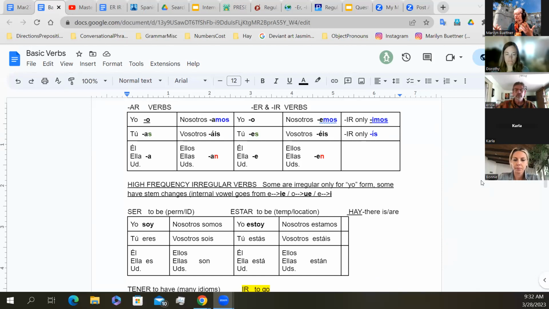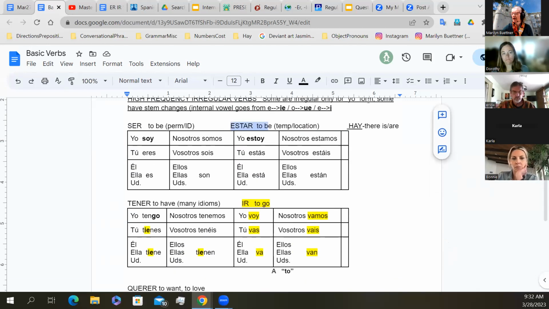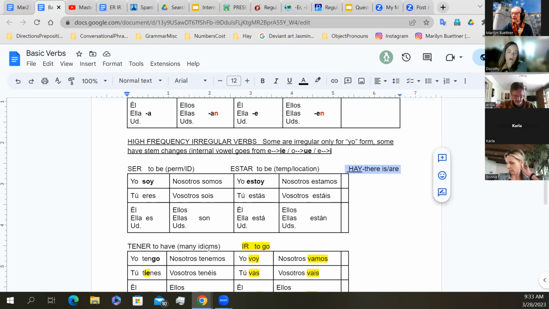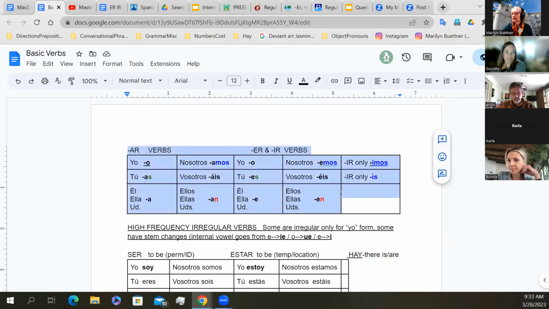You're free to keep all these files that I have sent to you. Do keep these because they are a helpful reference for you. They show you the verb ser, which you have done long ago, estar, which you've done long ago. Haber is only that once, so it doesn't get a chart. Tener and ir. These verbs down here are the first ones you start to learn, and they're super helpful. Also, querer is super helpful, right? To want, to love.